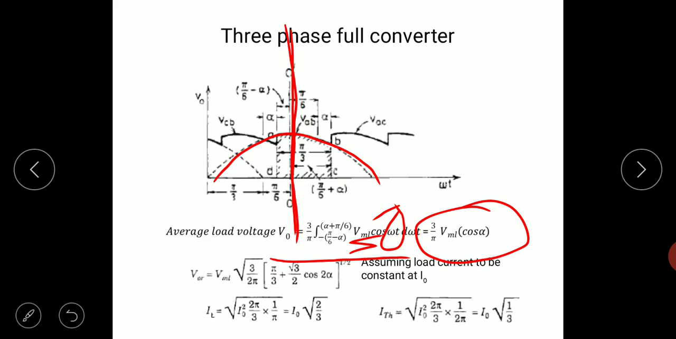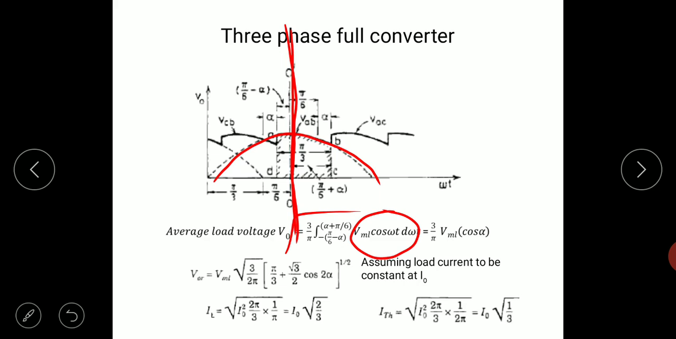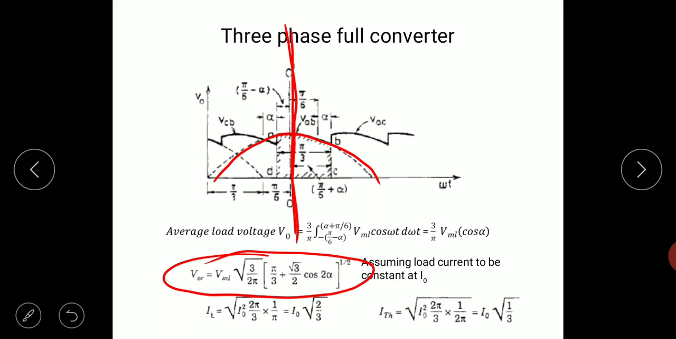You can check that in half wave we were getting 3 by 2 pi VML cos alpha, and in this case we are getting 3 by pi VML cos alpha. That means the average voltage is doubled, multiplied by a factor of 2. Similarly, by integrating Vm square cos square omega t, we can get our RMS value, and by taking the square root of all this, the final value we get is V0 RMS. We have not written the initial expression, we have directly written our final expression for the RMS value of output voltage.